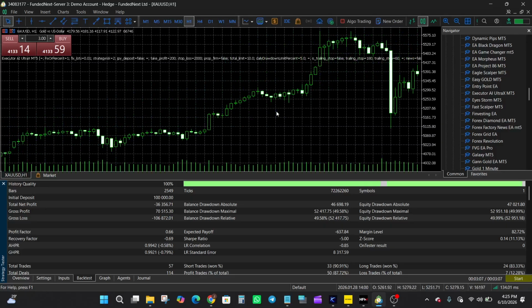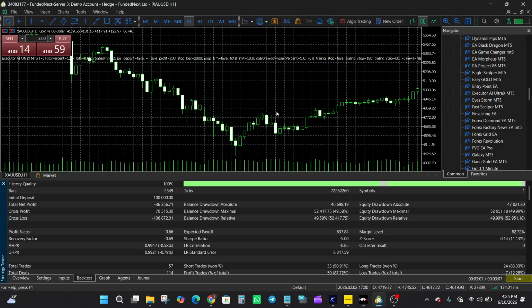Looking at the historical testing performance, keep in mind that results can vary significantly depending on risk settings, lot size, broker execution quality, spread, slippage, market conditions, and any optimization performed by the user. I'll still recommend running longer term testing yourself as well, so you can get a more comprehensive understanding of how the EA behaves across different market environments.